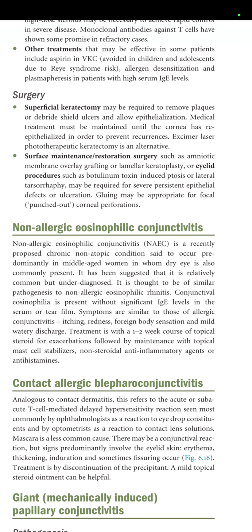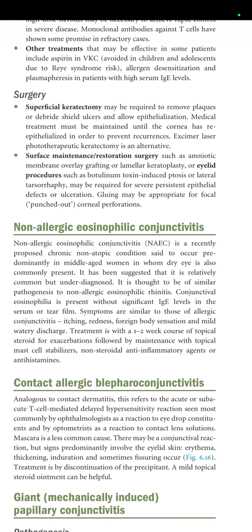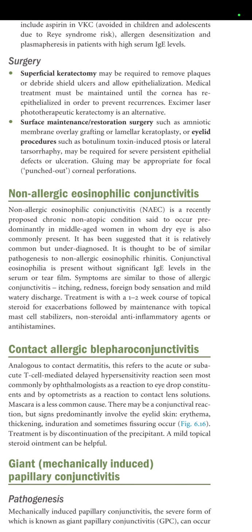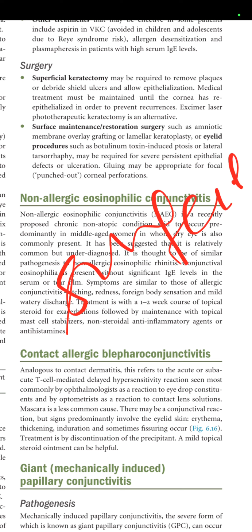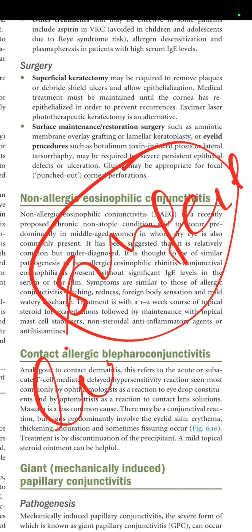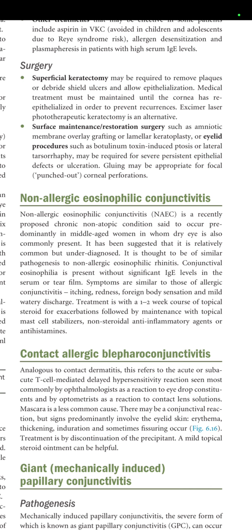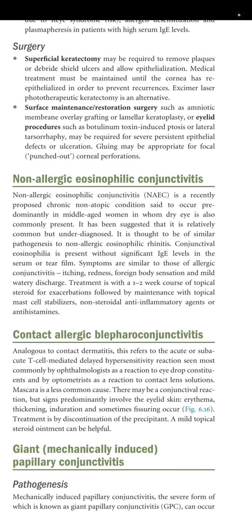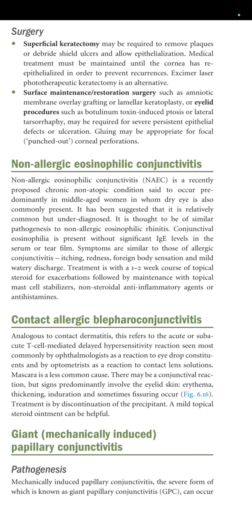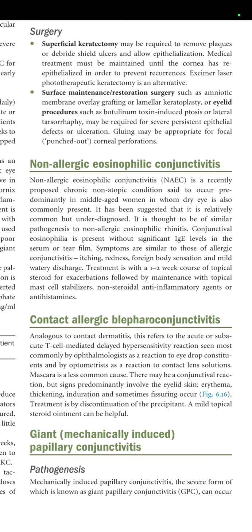Surface maintenance or restoration surgery such as amniotic membrane overlay grafting or lamellar keratoplasty, or eyelid procedures such as botulinum toxin induced ptosis or lateral tarsorrhaphy may be required for severe persistent epithelial defects or ulceration. Gluing may be appropriate for a focal or punched out corneal perforation. So surface maintenance procedures usually depend on the type of disease that is present. If there is a persistent epithelial defect, you can do lamellar keratoplasty, you can put the amniotic membrane, you can do lateral tarsorrhaphy. And when there is a corneal perforation, you can do gluing as well.